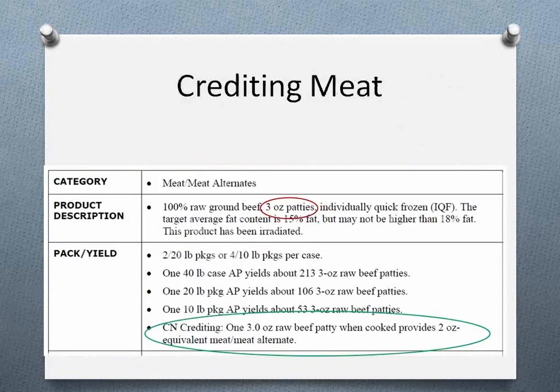The first one I want to show you here is a beef patty. This is a 100% raw ground beef patty that comes in a 3 ounce frozen form. But if you look at the bottom of this screen, the CN crediting amount for that 3 ounce raw beef patty, once it is cooked, is really only a 2 ounce equivalent. So be sure when you're ordering and you're crediting these foods that you look at their equivalent after they are prepared, what their true ounce equivalent is for crediting in the menu.